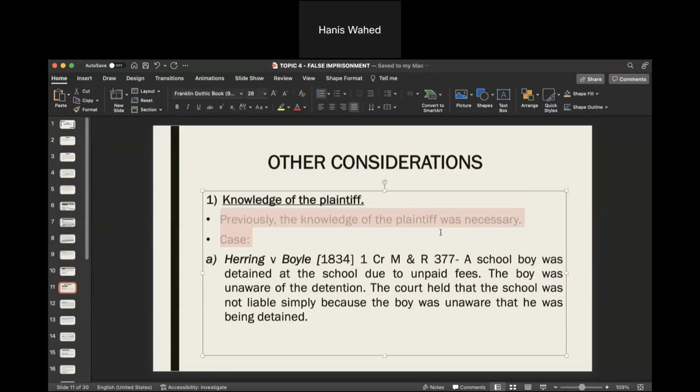Okay, this is the previous rule. Okay, meaning the knowledge of the plaintiff itself is essential. And then this whole principle is being referred to in this case of Herring and Boyle.